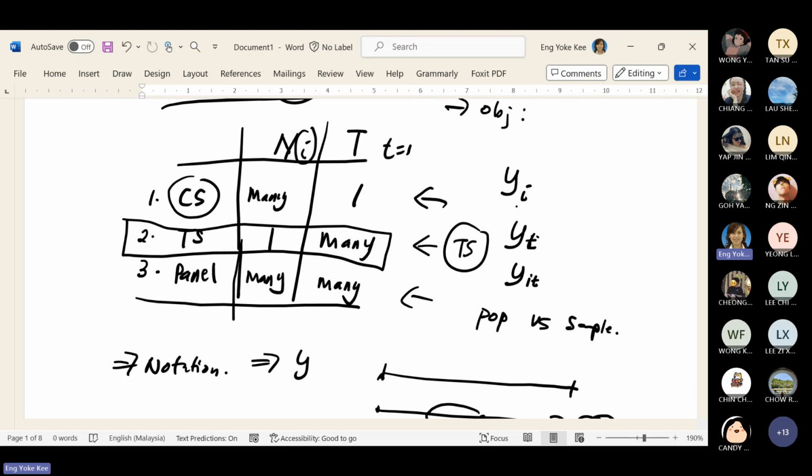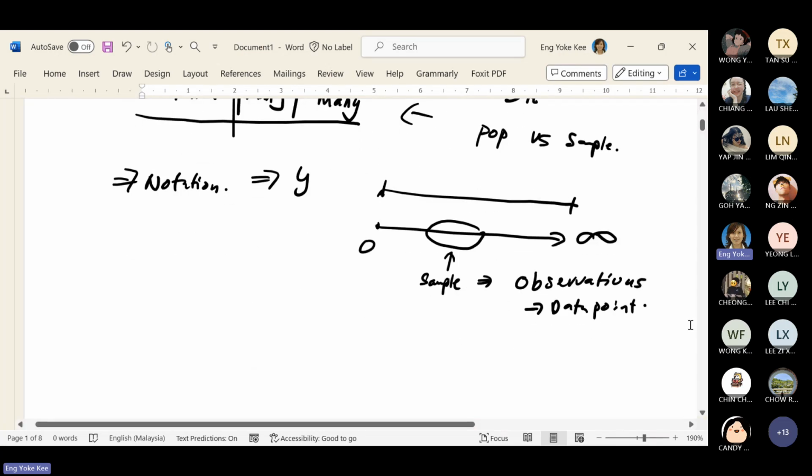So from here, this is information content. If I put a subscript i, it means what? Individual, the value is different, so many individuals. With t, every year or every period, the value is different, so the information content will be on the t dimension. Subscript it means what? Both dimensions are changing. Okay, so this is how you talk about the notation.